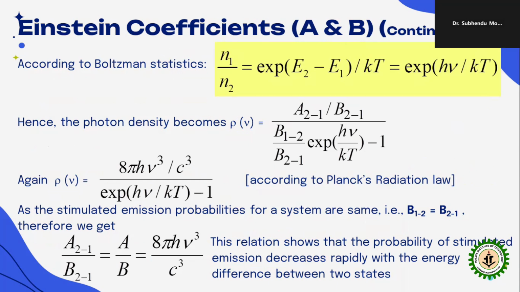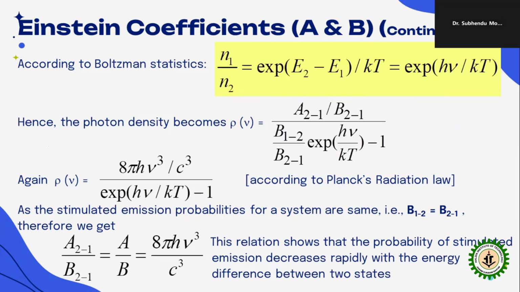According to Boltzmann statistics, N1 by N2, that is the ratio of the number of atoms in the E1 state and the number of atoms in the E2 state, is equal to exponential of E2 minus E1 by KT, where K is the Boltzmann constant and T is the temperature in absolute scale. That gives exponential h nu by kT, where h nu is the energy separation between E2 and E1, and nu is the corresponding frequency.